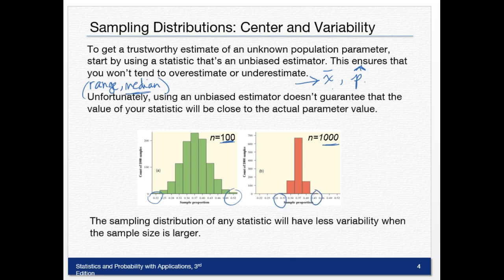So here's the bottom line. Write this down. The sampling distribution of a statistic will have less variability when the sample size is larger. And you want that. You want less variability because it's going to better estimate what it is we're trying to predict.